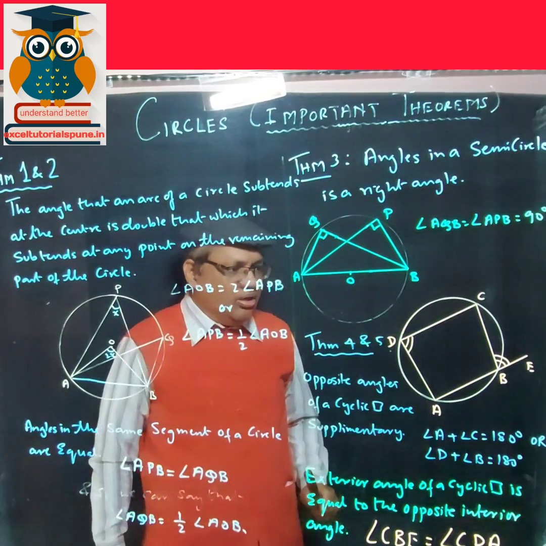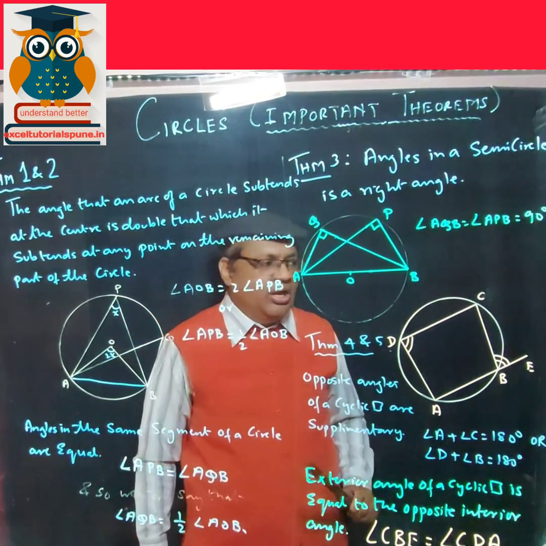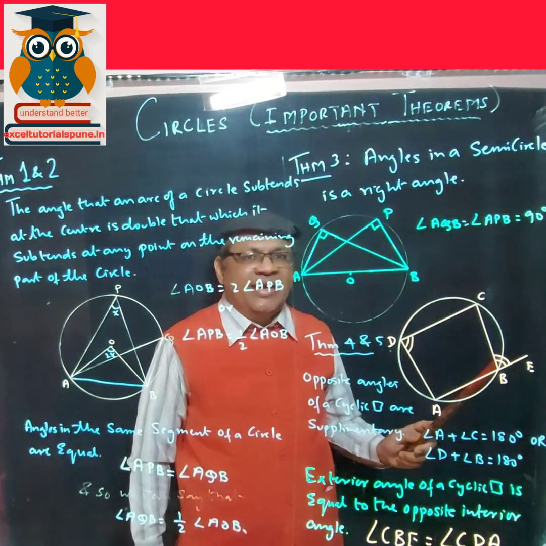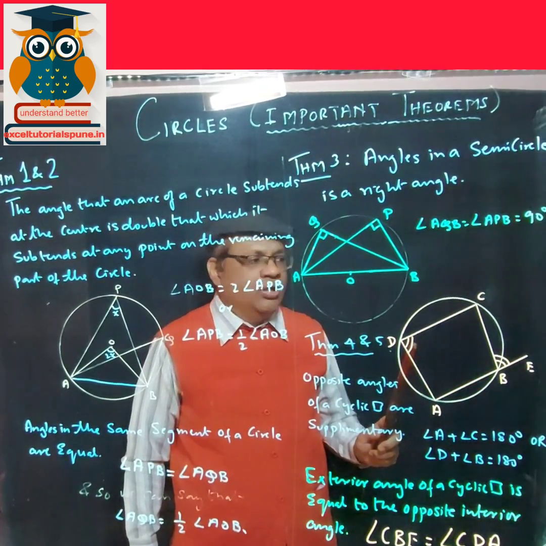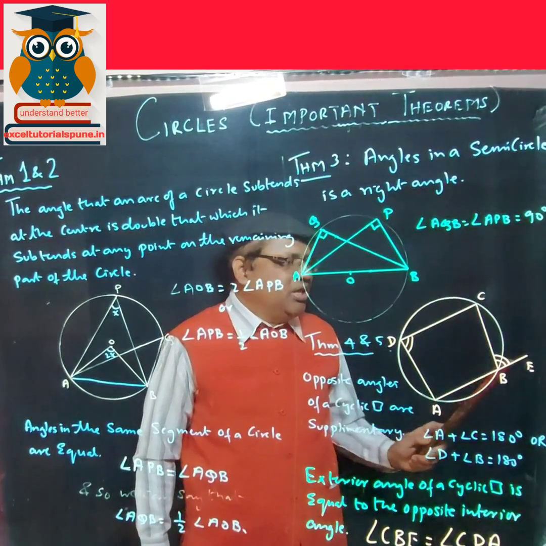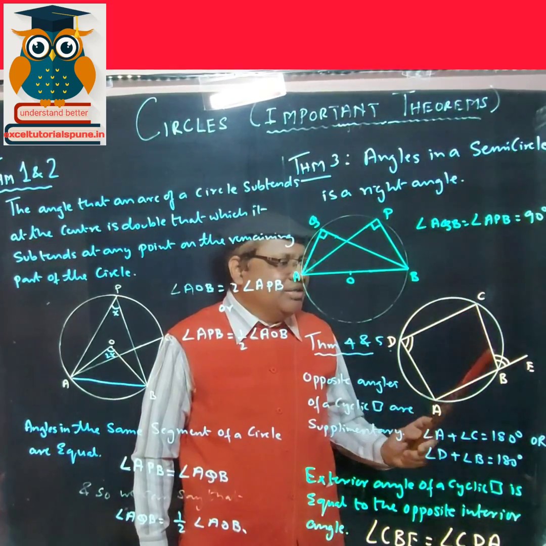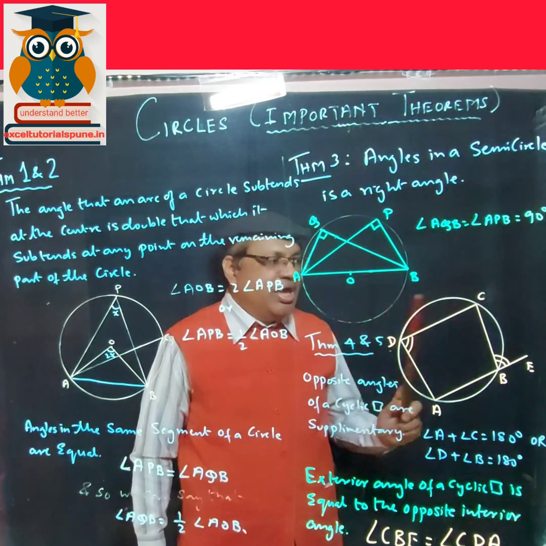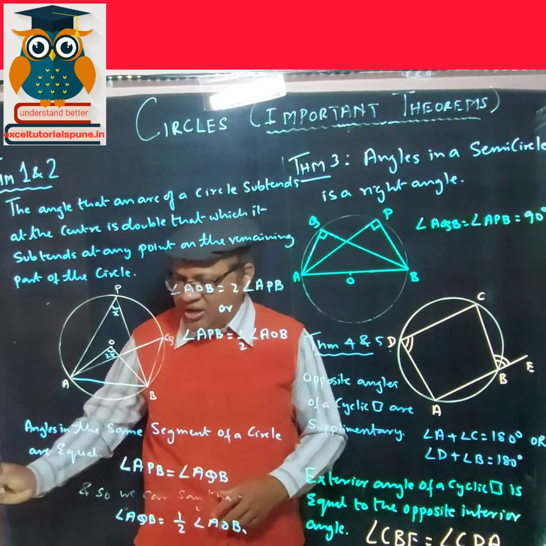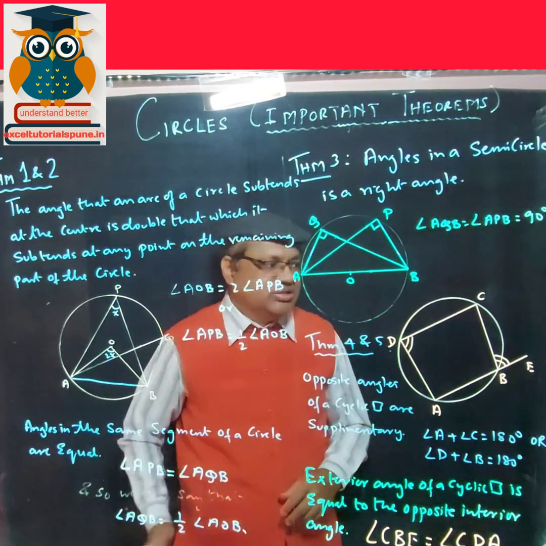Now the fifth theorem. The exterior angle of a cyclic quadrilateral is equal to the interior opposite angle. Now look at this angle CBE. That angle CBE is equal to angle CDA. The exterior angle of a cyclic quadrilateral is equal to the interior opposite angle.